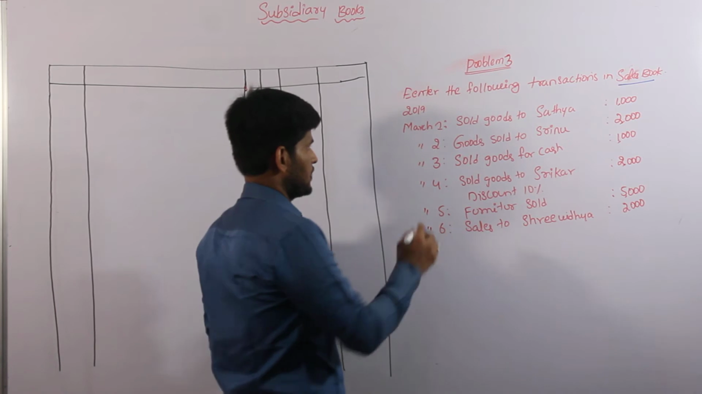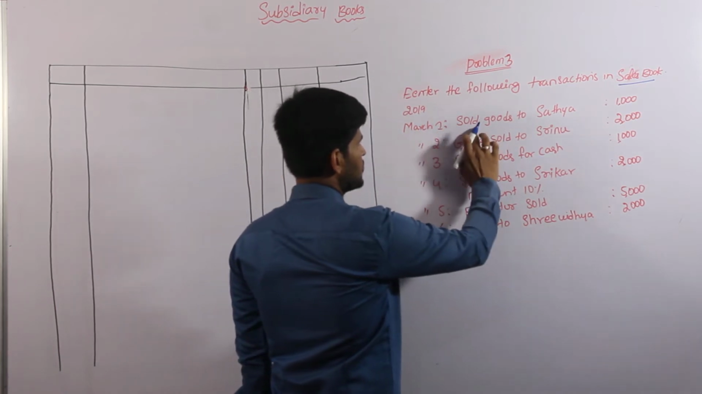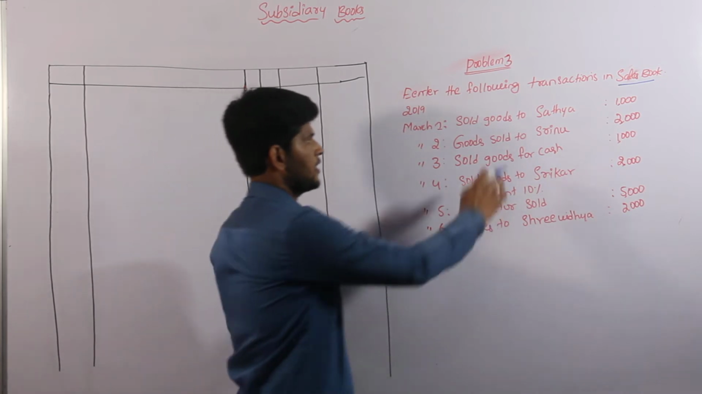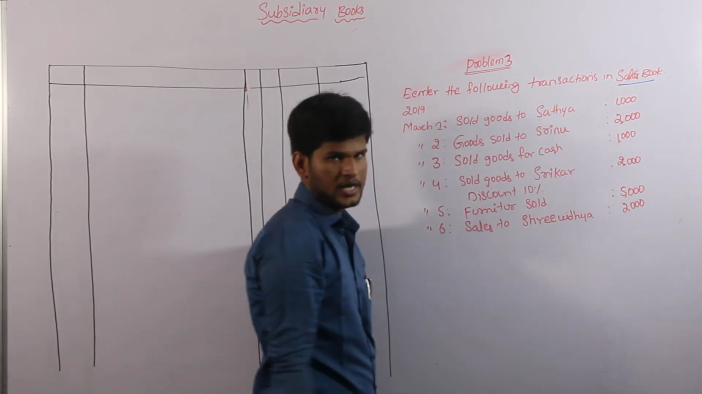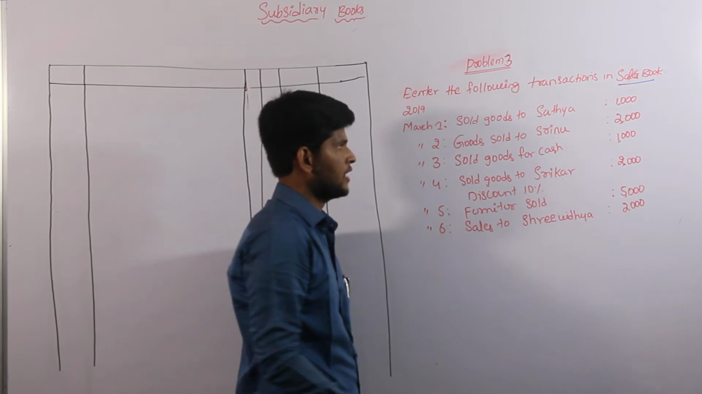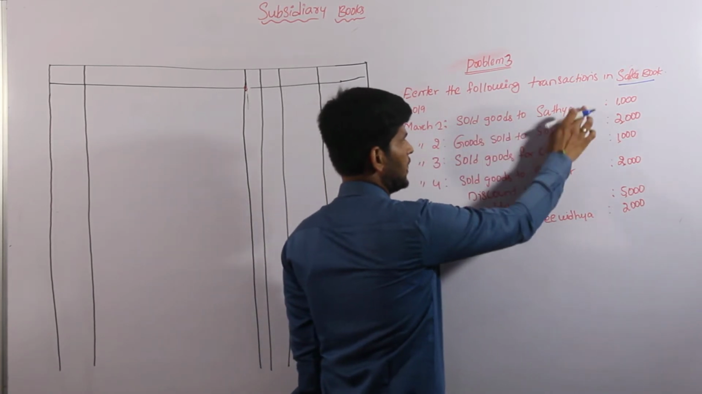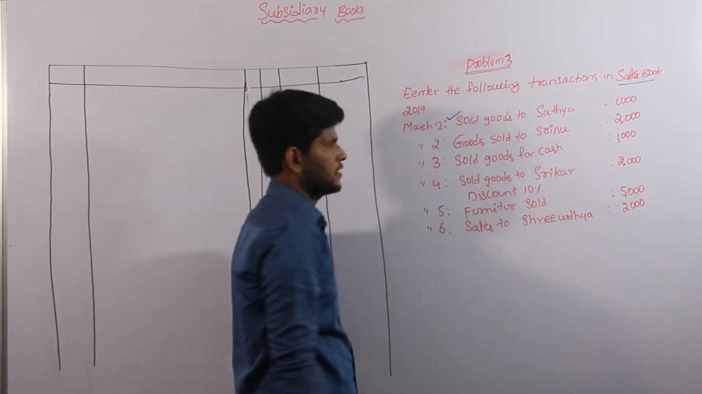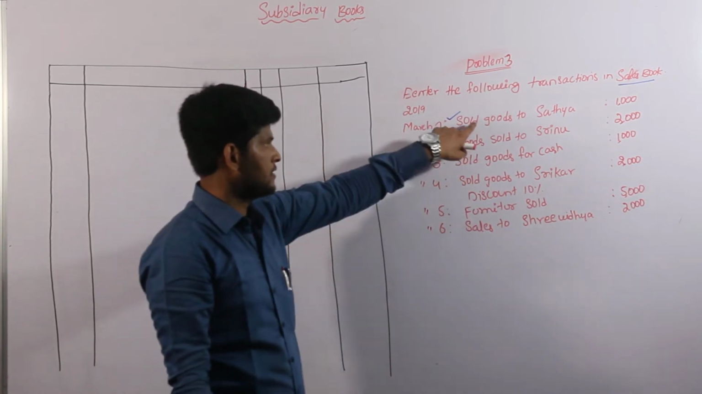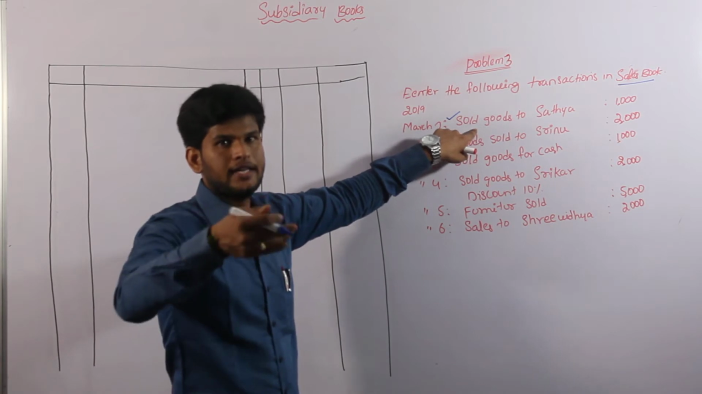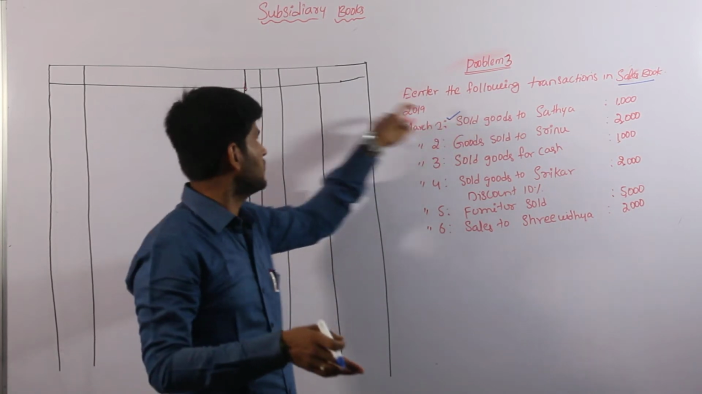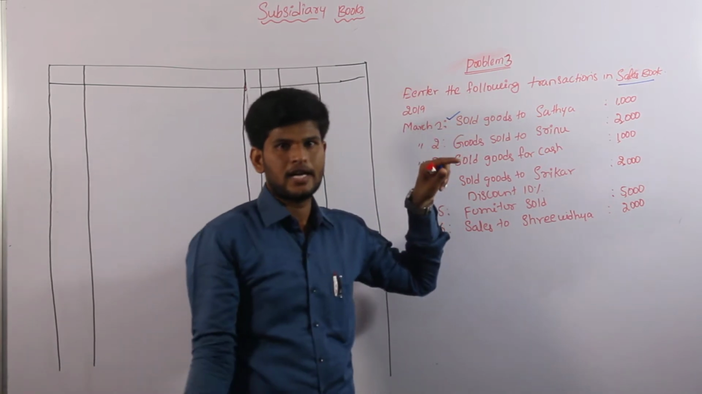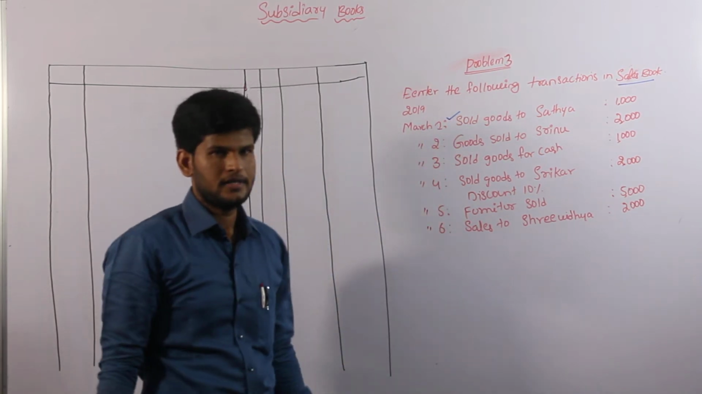Come to read the first one, that is March 1st, sold goods to Satya. Here there is no cash word. If the cash word is there, we have to cancel. Sold goods to Satya, it is a selling transaction with the name of a person, so we have to consider this. Is it clear? A sale that depends on the name of a person will be entered into our sales book. If the sale is based on a cash word, it will not be considered in our sales book.